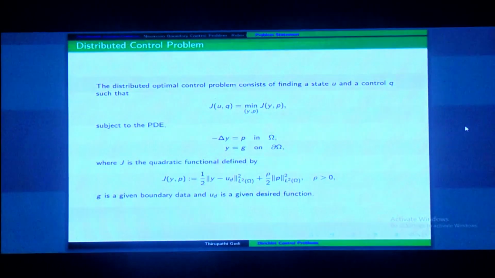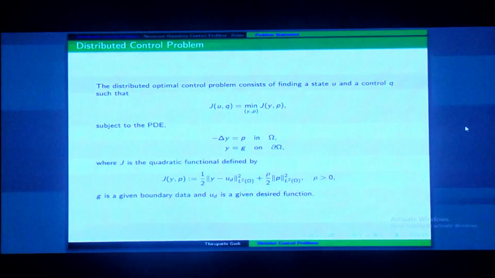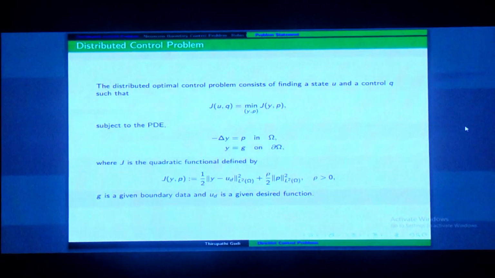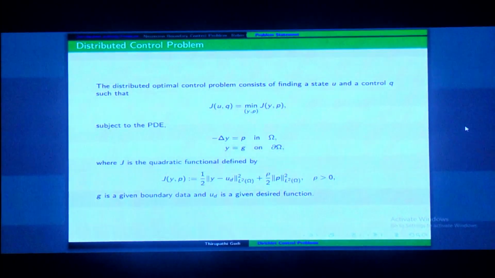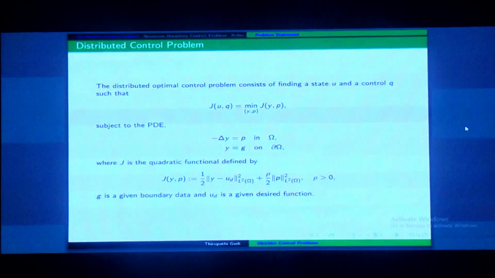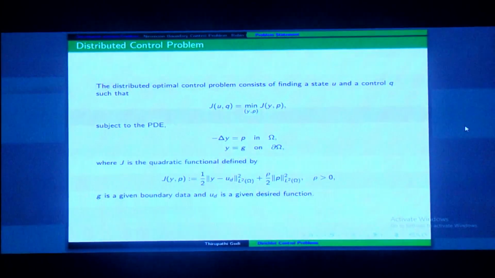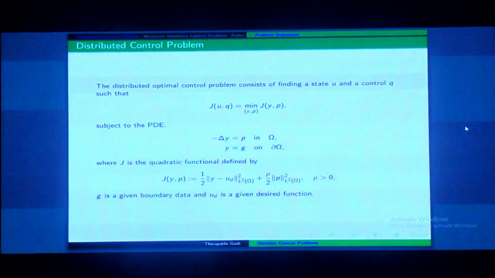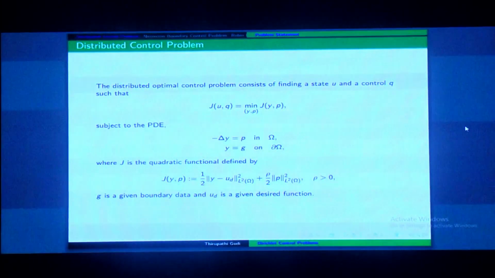So minus Laplacian Y is P and Y equals Z on the boundary. So boundary values are fixed, but you have to find P suitably so that this Y and Q minimize this functional. Basically, you bring the state U close to the given state UD. This is distributed because the source Q, or the variable P, is defined all over the domain. That's why it's distributed.